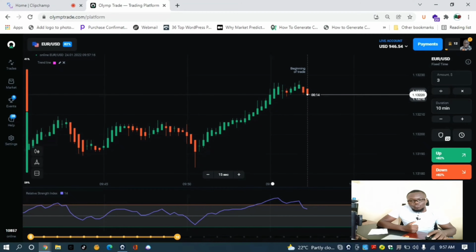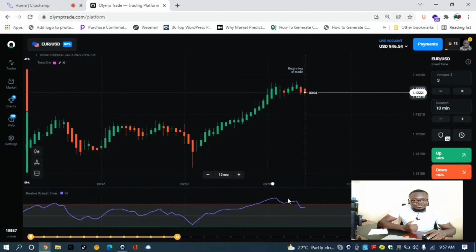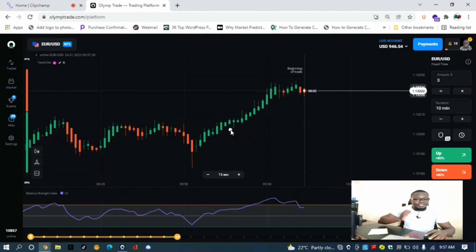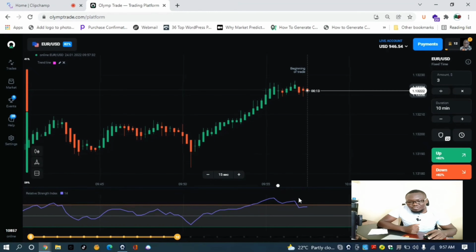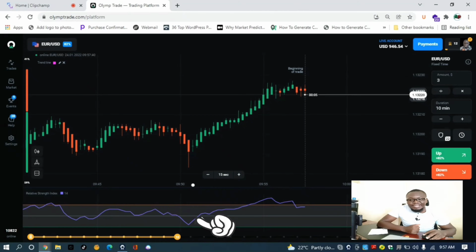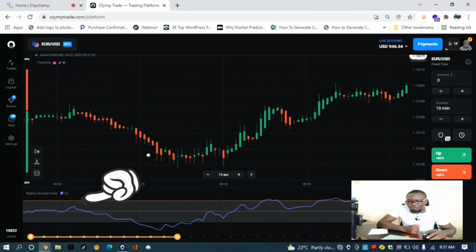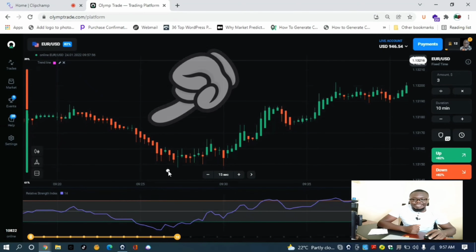To confirm any signals, what we are looking at is where the RSI is at any particular moment. For example, if you look at the RSI from this point after this reversal, it goes above 50. If it goes above 50 and the candlesticks are still green, that is a signal for you to trade up. If it goes below 50 and the candlesticks that are forming are red, you can continue to trade down.